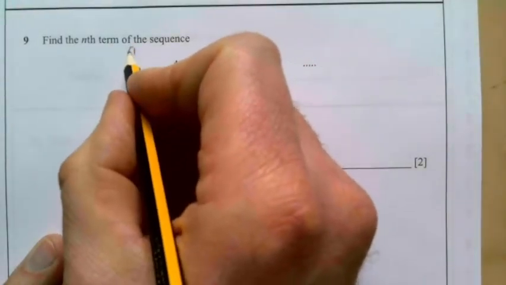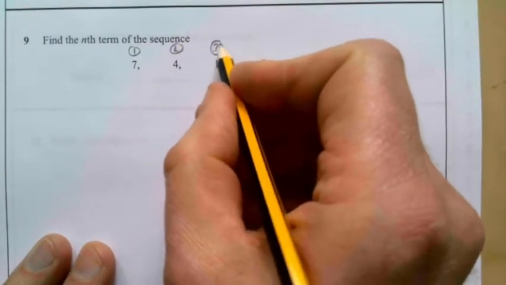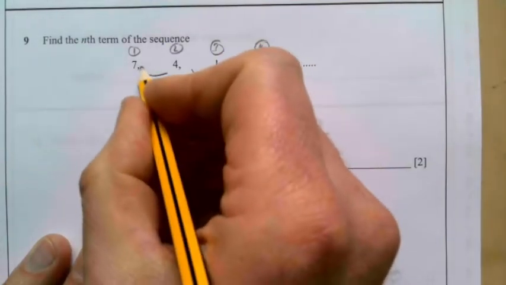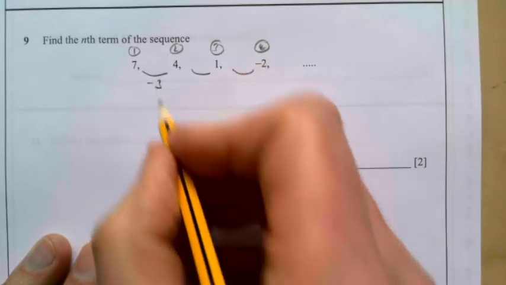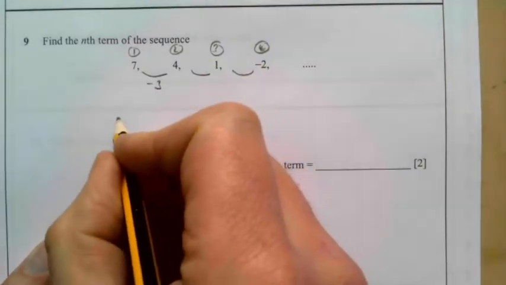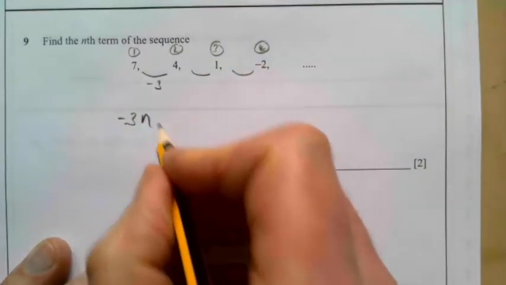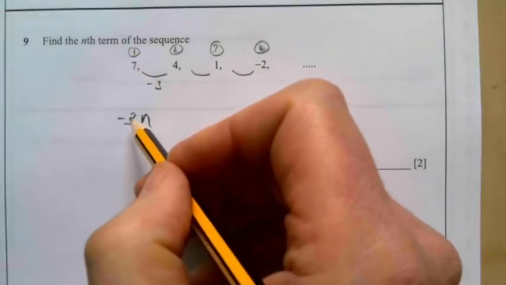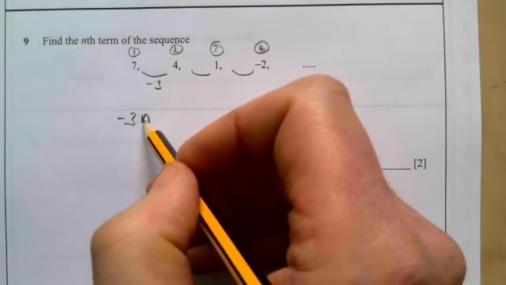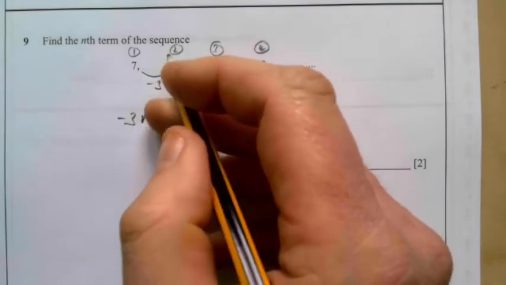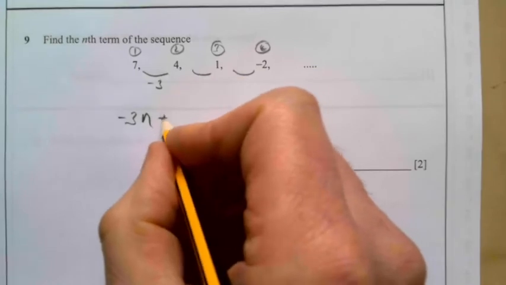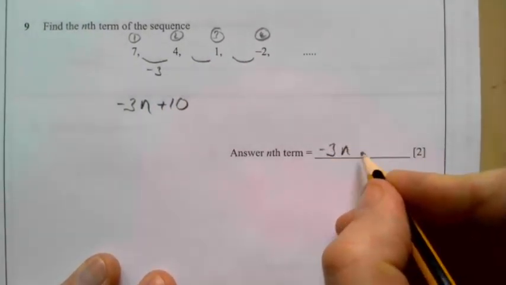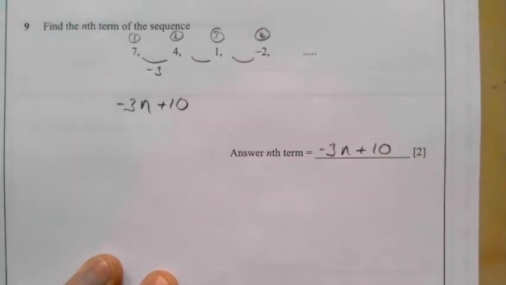Question 9, find the nth term of the sequence. So I always number them 1, 2, 3, 4, and then I find the gap, and the gap each time here, it isn't 3, be careful, it's minus 3. That means my nth term is minus 3n plus or minus something. I substitute the number 1 into this formula. Minus 3 times 1 gives me minus 3, but I want 7. So it means then I need to add 10 to it. So my nth term is minus 3n plus 10.